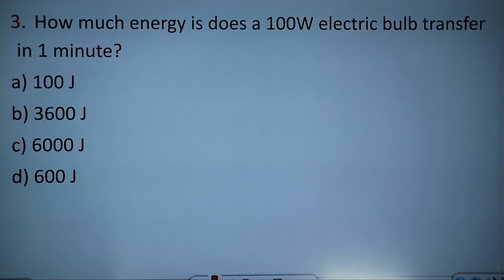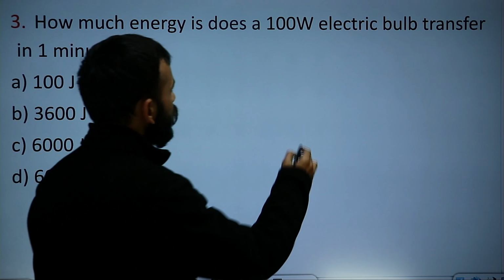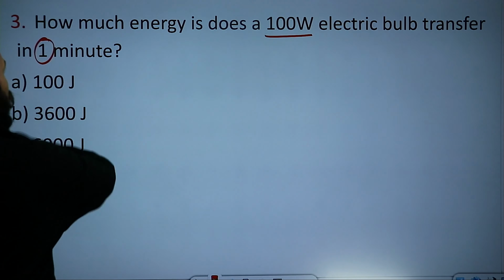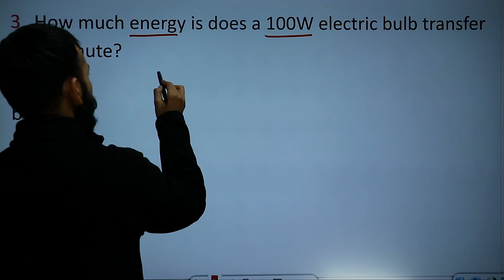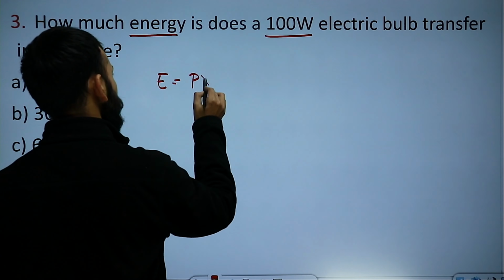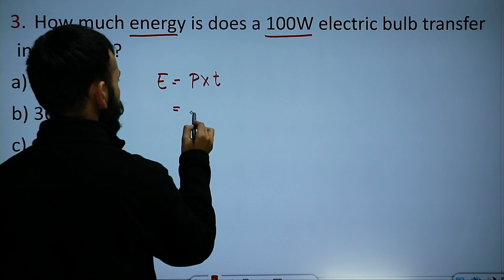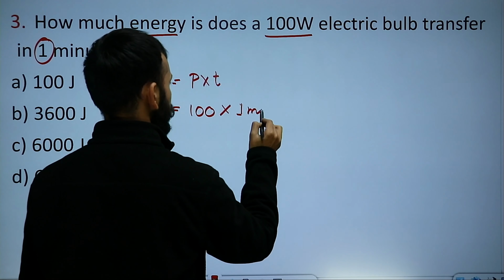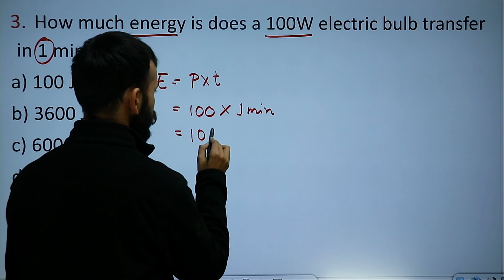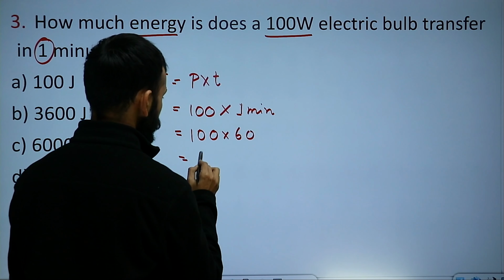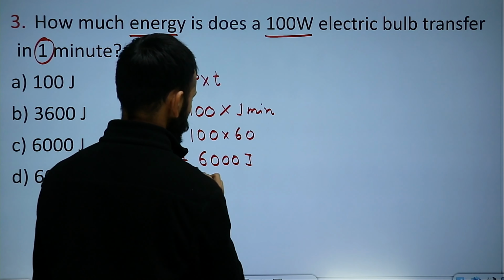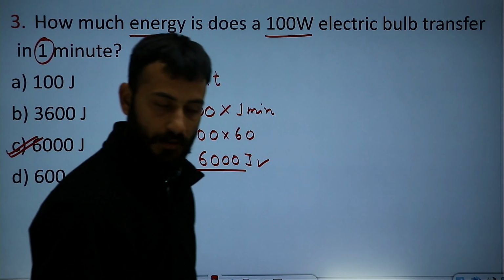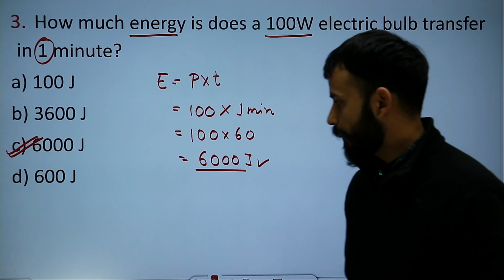Next one: how much energy does a 100 watt electric bulb transfer in 1 minute? We already talked about the formula, power into time. The power given is 100 watt and the time is in minutes, so we have to convert it into the SI unit, which is 60 seconds. So it becomes 6000 joule. Our option C will be the correct answer for this question.